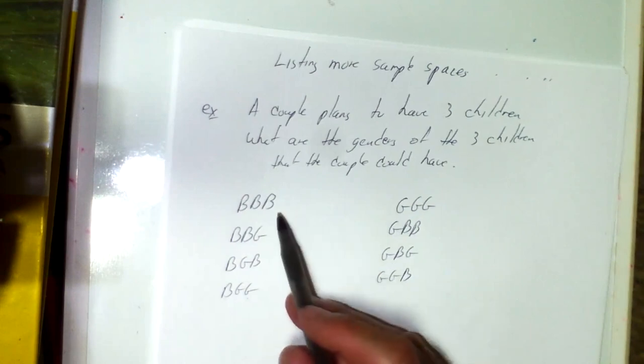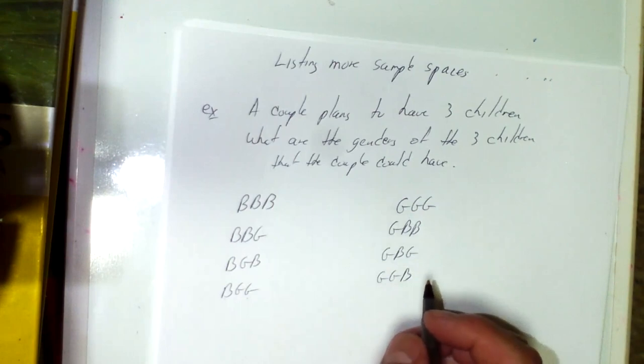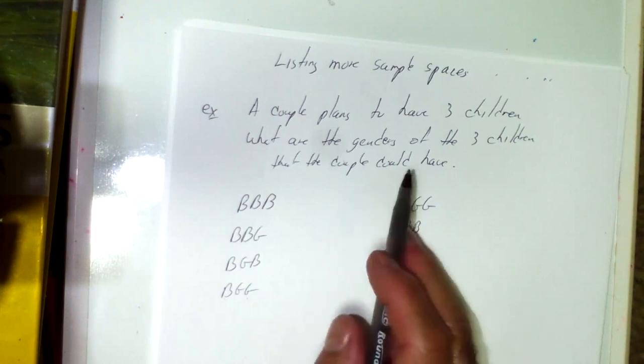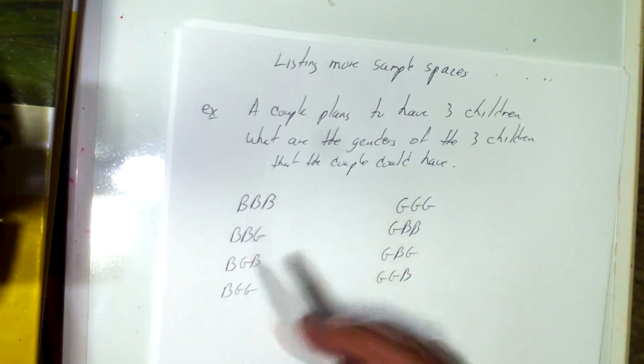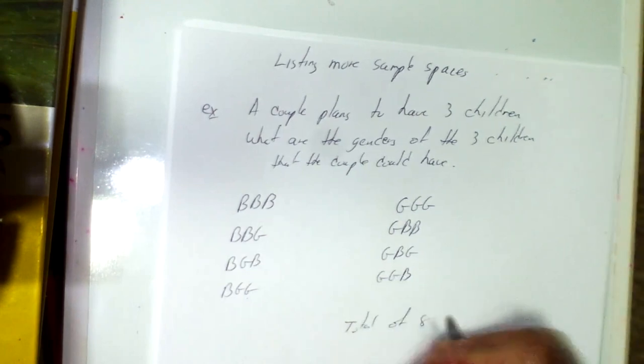How many are there? There are eight different possibilities that can occur gender-wise for this couple having three kids. They can have one of those. So there's a total of eight possibilities.